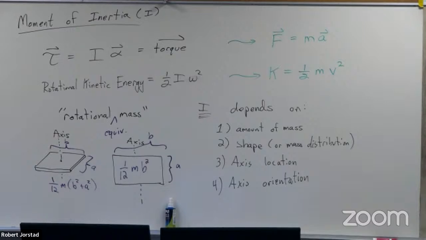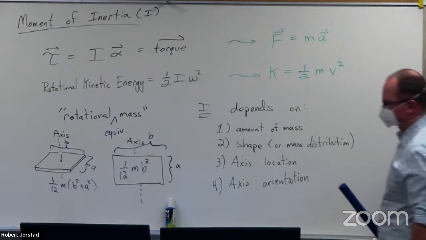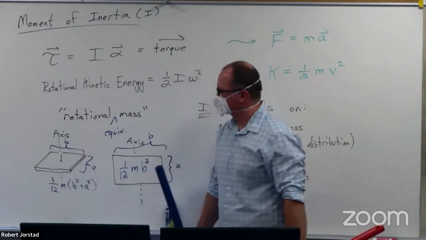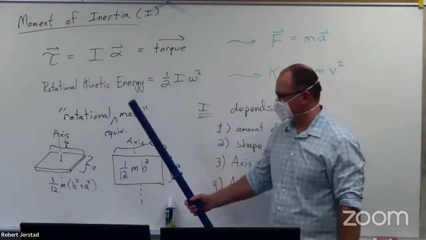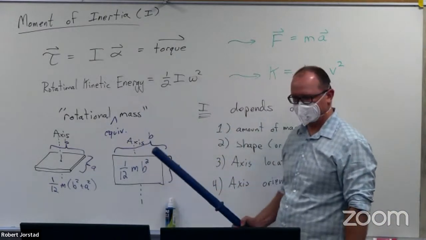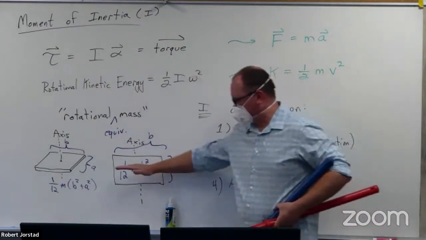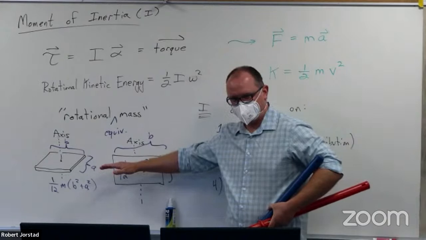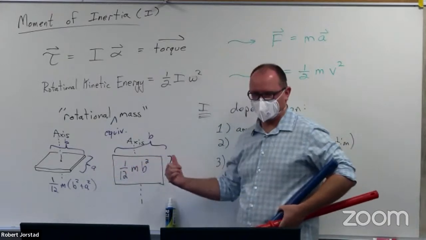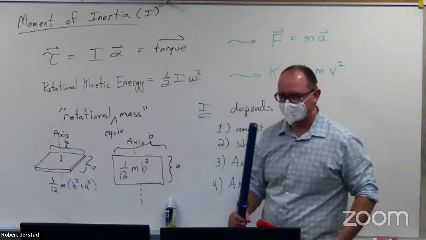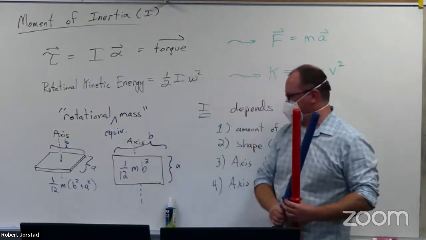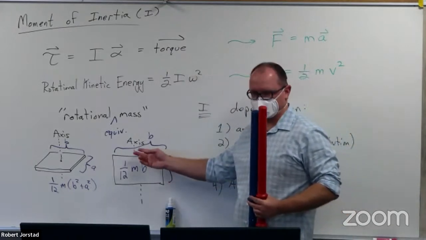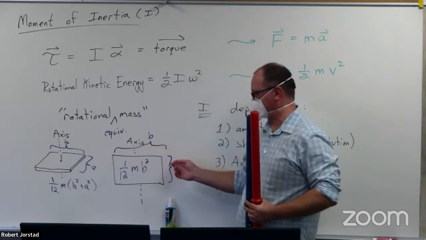Yeah, question? So the second one, the one that wants 1/12 mb squared, if you rotated it, if you put it this way, what would the moment of inertia be? 1/12 m a squared. Yes, absolutely. And so that's the thing. Some of these you have to think a little bit. You're like, well, a rectangle shouldn't matter if I flip it. All that does is basically flip a and b, right?